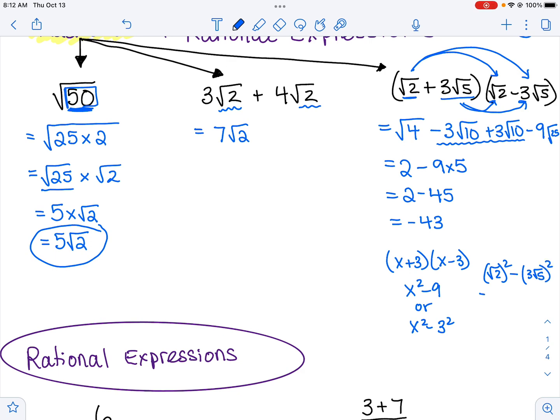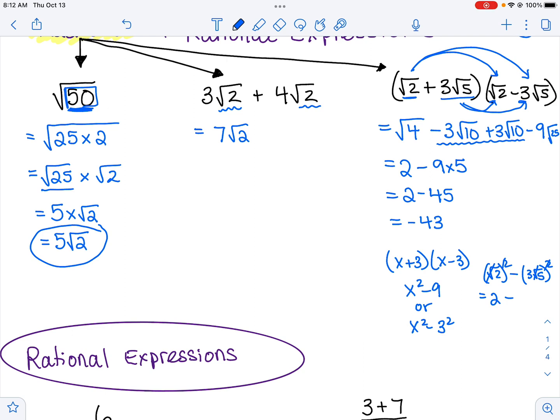So for your final answer, root 2 squared is going to be just 2, because the square root and the square cancel out. And then 3 root 5 squared is going to be 9 times 5, because the root and the square cancel out, but we're still squaring the 3.